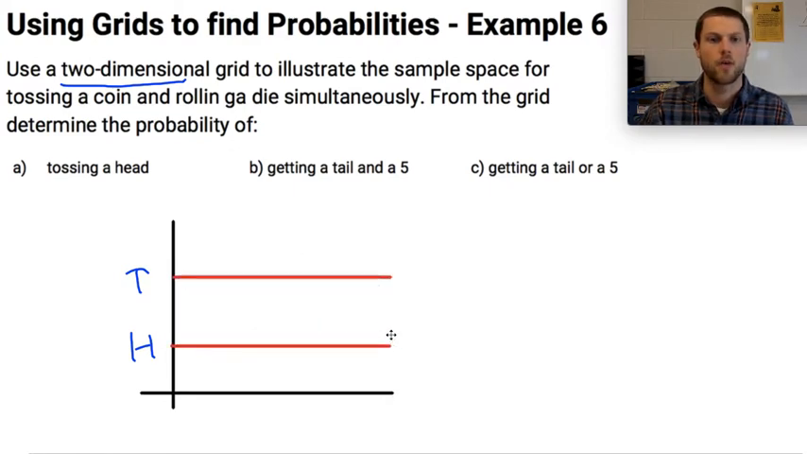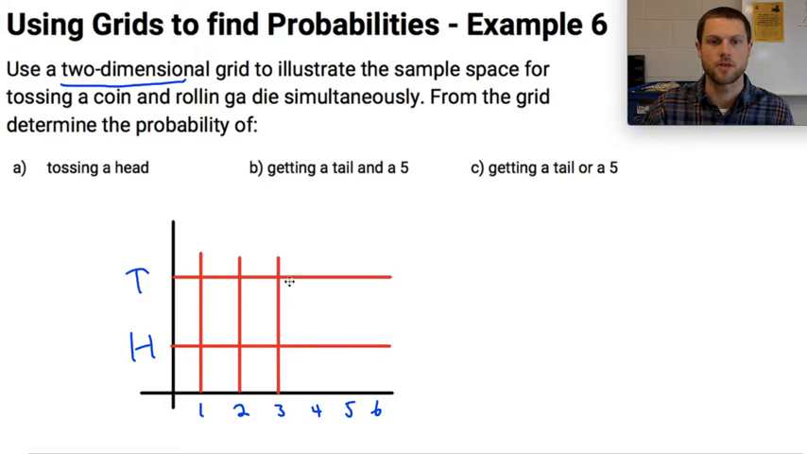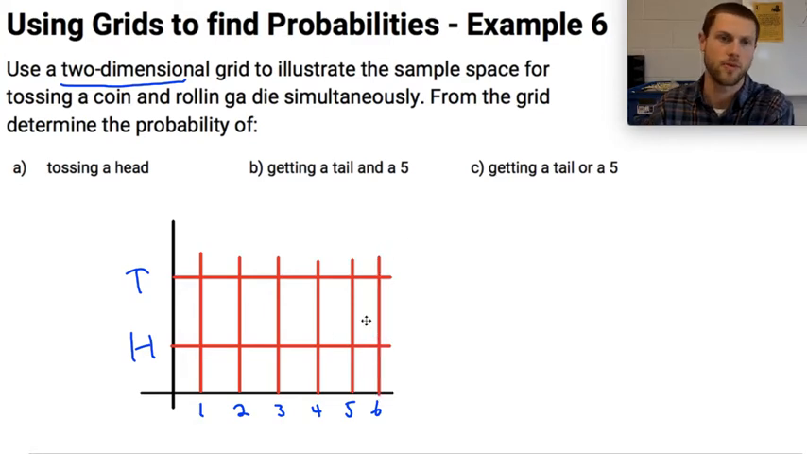And we're going to compare that with rolling a die. So there's 6 possibilities for the die. So we'll have a 1, a 2, a 3, a 4, a 5, and a 6. And then similarly, let's make some lines come out of each of these possibilities. And remember, each of the nodes or intersections of these lines represent possible outcomes. So I could get a 5 and a head or a 5 and a tail. That's those intersections. A 6 and a head, a 6 and a tail. That's what all of these things represent.